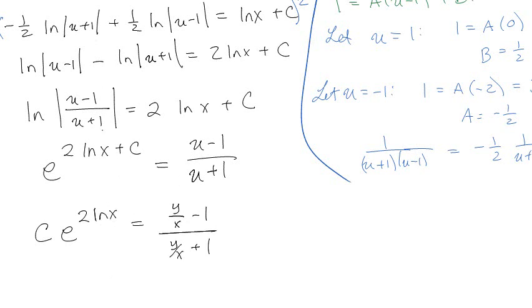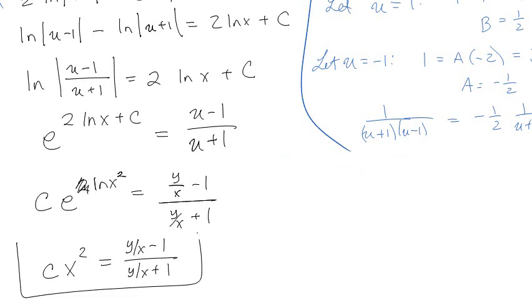And of course, here I can just move this 2 to be x squared, and the e to the natural log of x squared is just cx squared, which is equal to (y over x minus 1) over (y over x plus 1). And there I've got a really lovely implicit solution for my nonlinear differential equation.